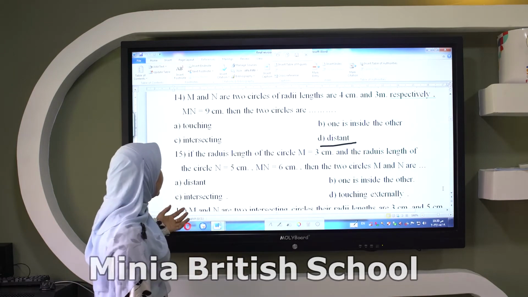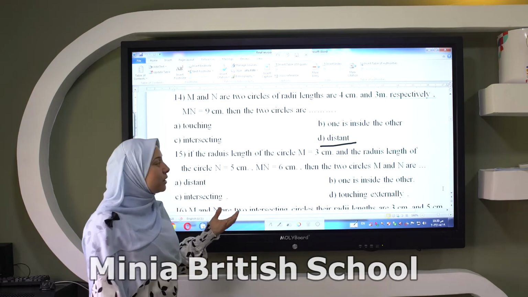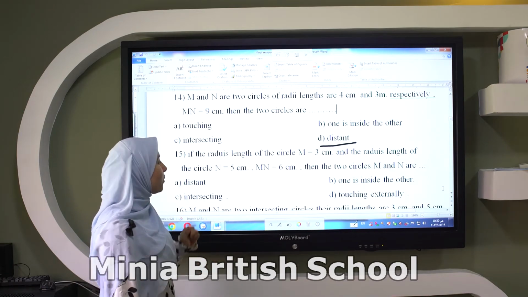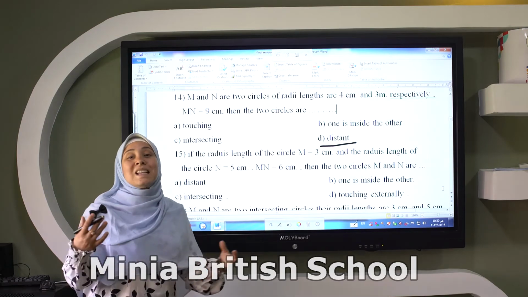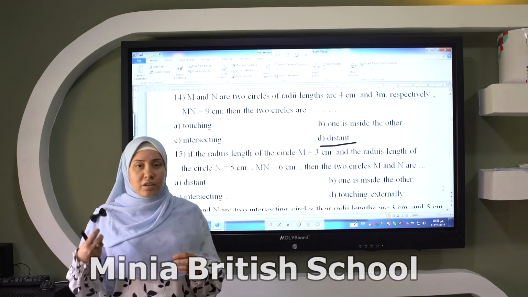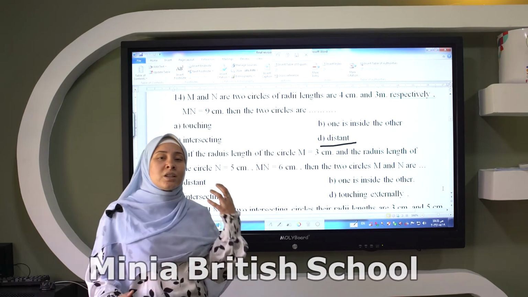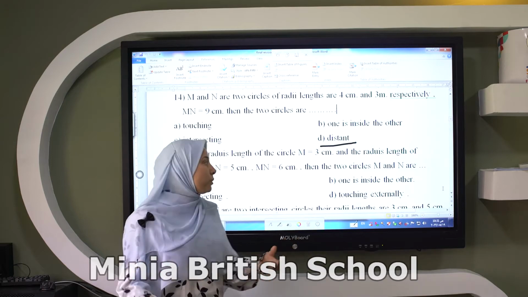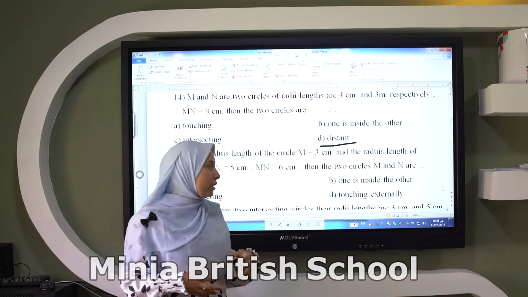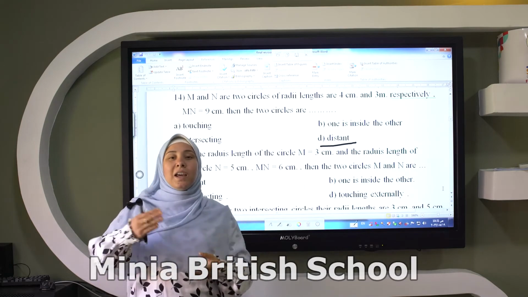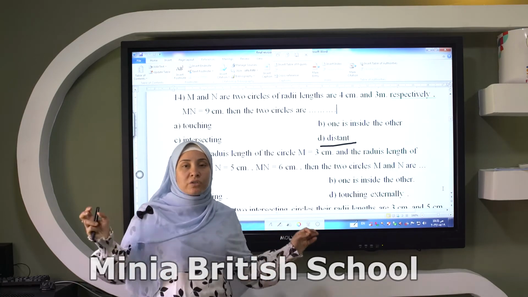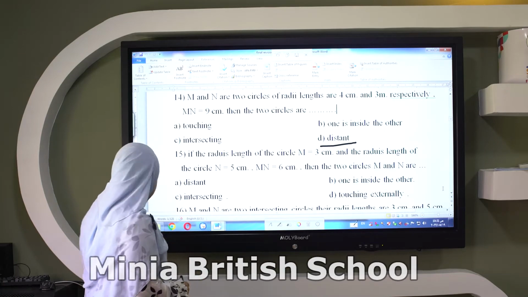In number 15, if the radius length of the circle M equals 3 cm and the radius length of the circle N equals 5 cm, MN here equals 6 cm, then the two circles M and N are what? Here find the difference between the two radii and the sum of the two radii. The difference equals 2 and the sum equals 8. MN is between the difference and the sum. So the two circles here are intersecting, okay?